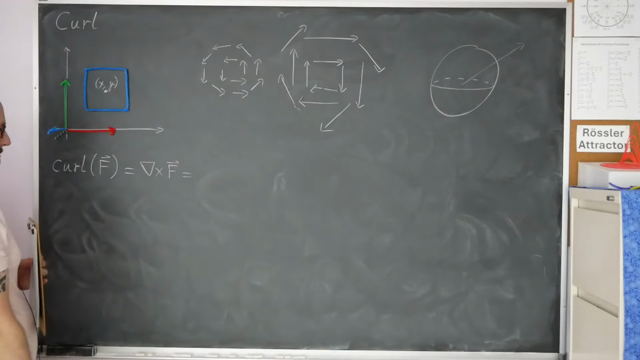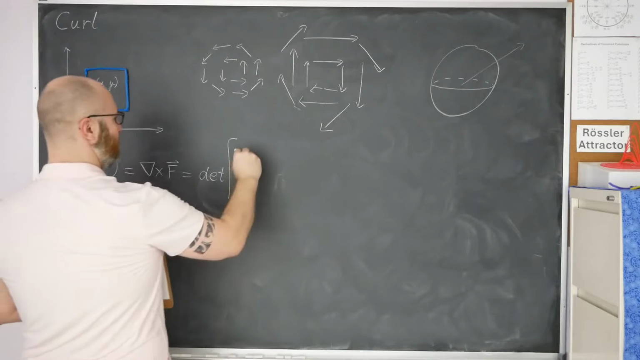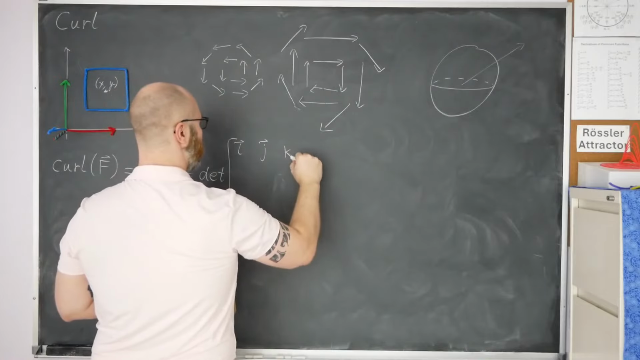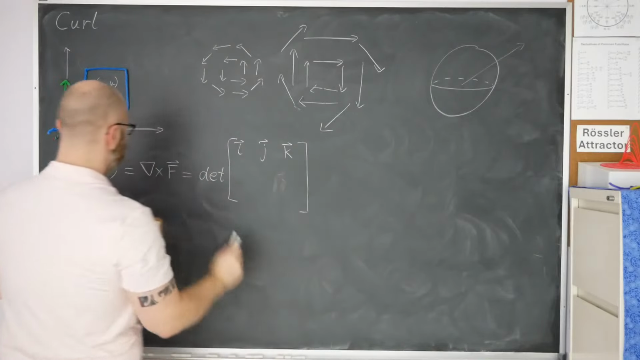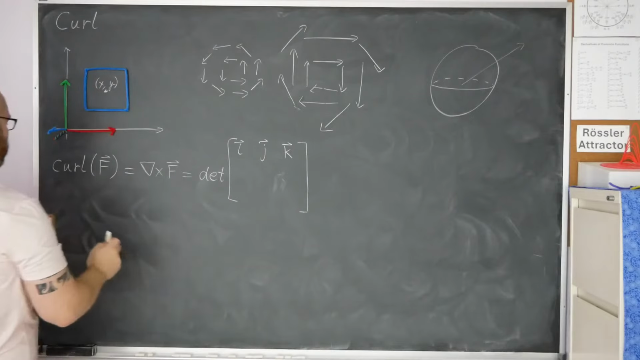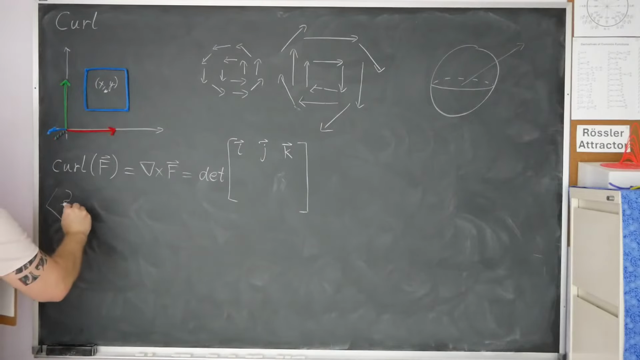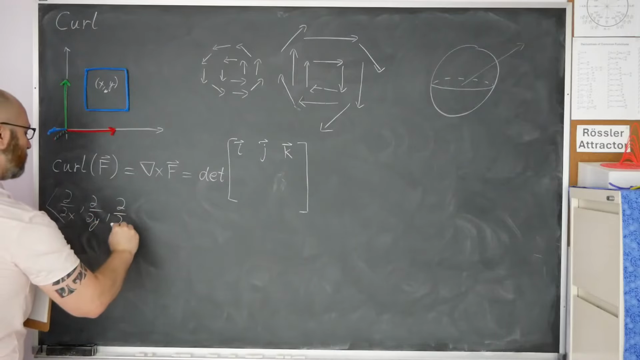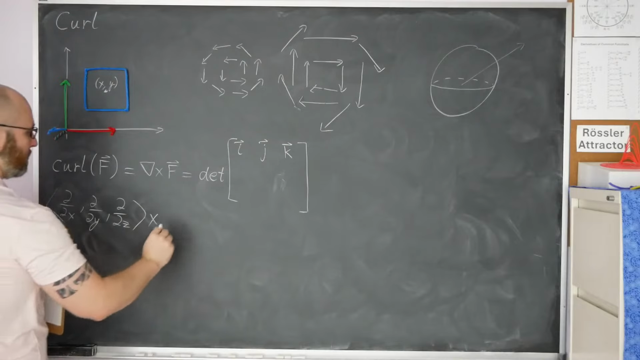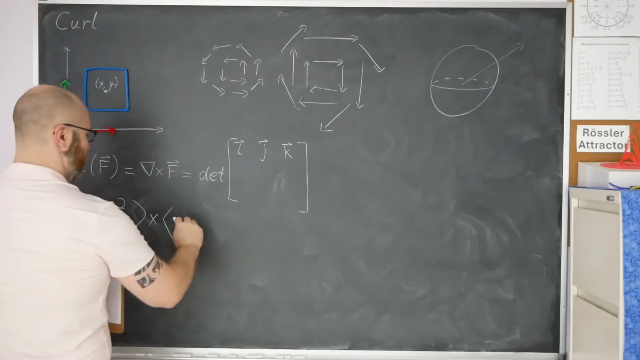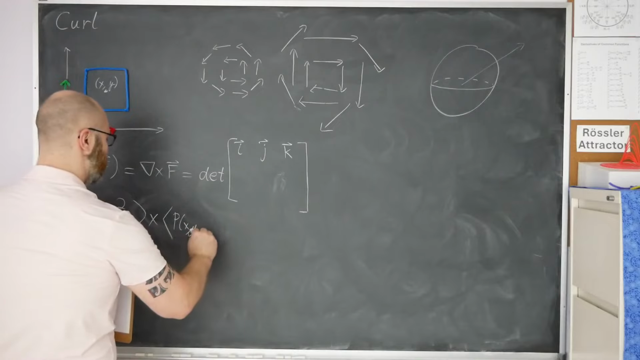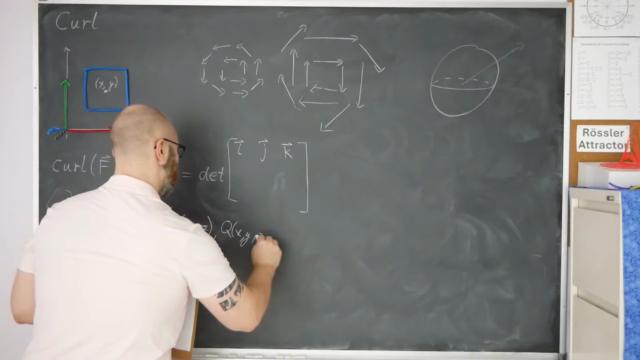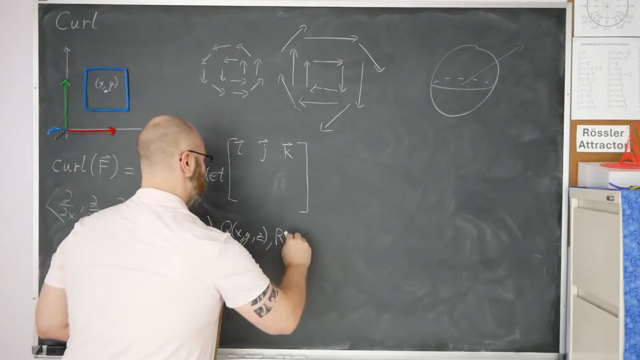You can write it as a determinant of a matrix. It can be the i vector on top here, the j vector, the k vector. Then this thing is supposed to be the partial x, comma partial y, comma partial z, cross product with F. And F in 3D is going to be P of x, y, z, comma Q of x, y, z, and R of x, y, z.